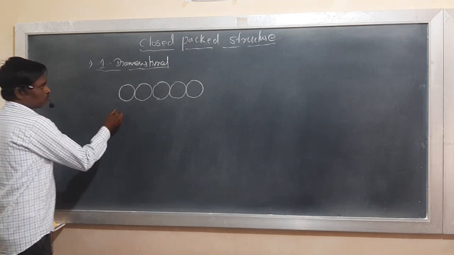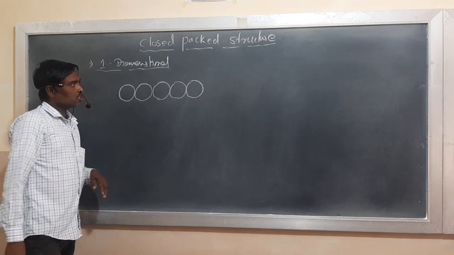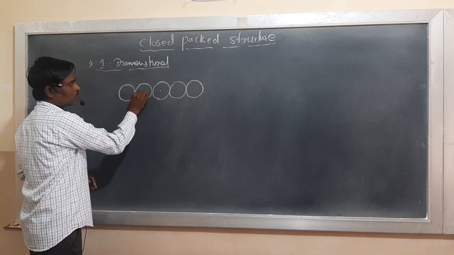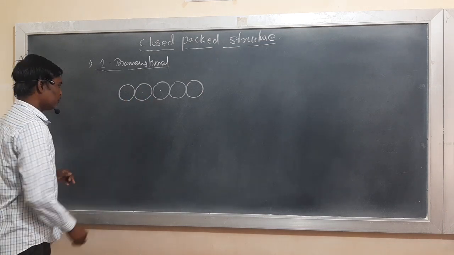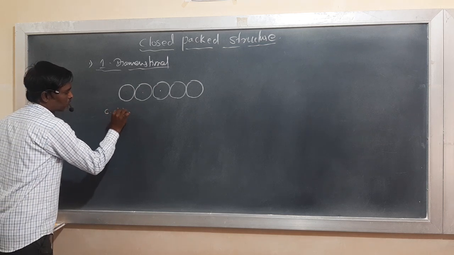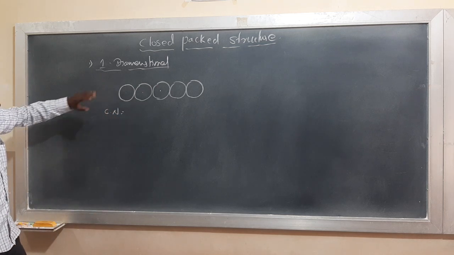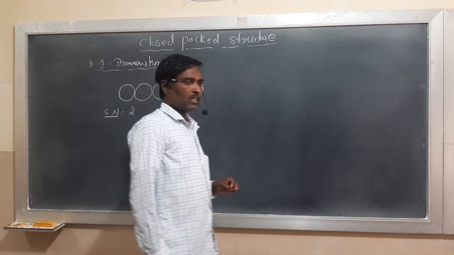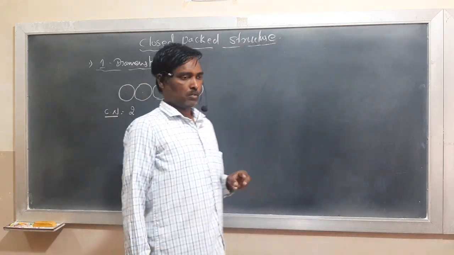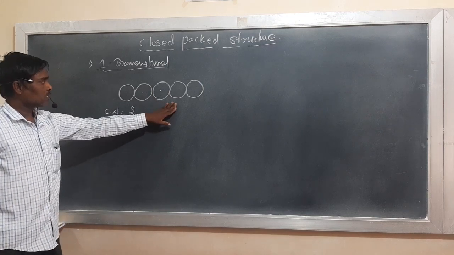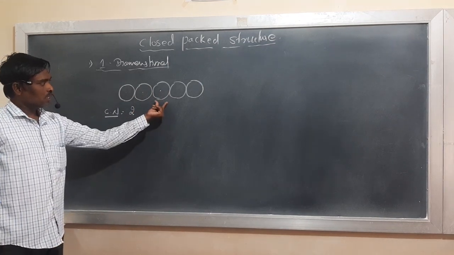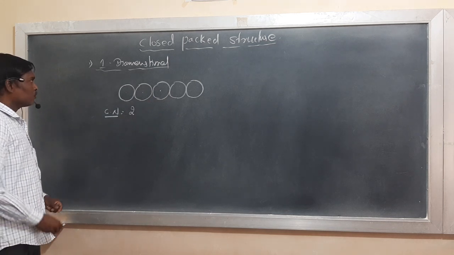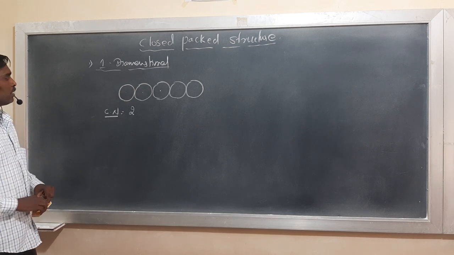So here, each particle is in touch with two other particles. For example, this particle is in touch with two particles. If I consider this one, it is also in touch with two particles. Therefore, the coordination number of the one-dimensional arrangement is 2. The coordination number is defined as the number of nearest neighboring atoms to that particular atom. So here the neighboring atoms for any particular atom is 2. Therefore the coordination number is 2. This is the one-dimensional arrangement of the constituent particles.